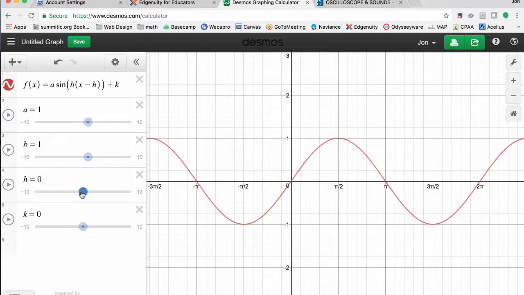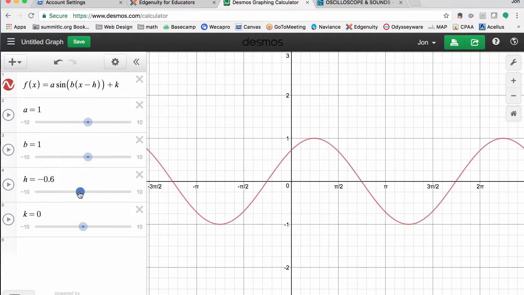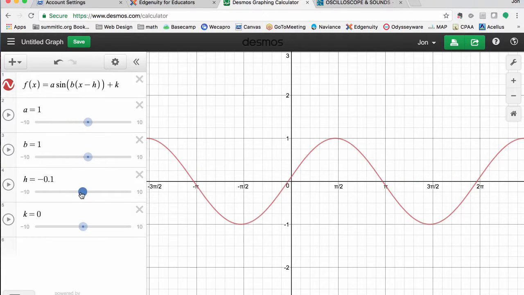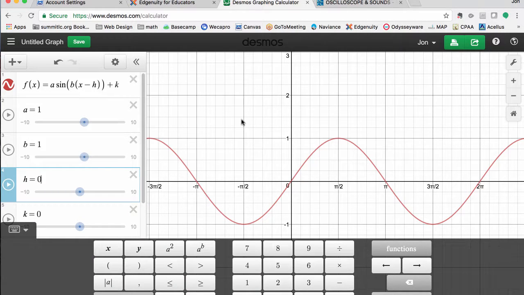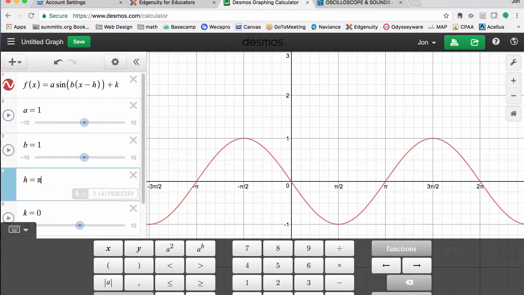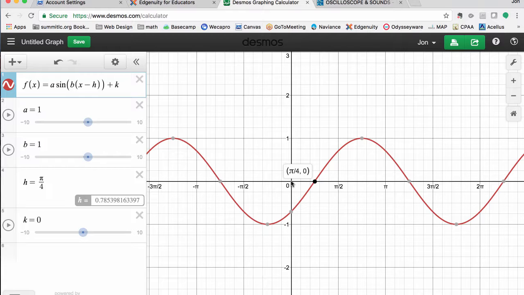My value for h shifts it right or left, right? So typically when h is 0, it starts at 0, 0. But let's shift it. I'm doing radians right here, so let's shift it pi over 4 radians. So pi divided by 4. And what did that do? Well, now instead of starting at 0, 0, we shifted it to the right, because it's x minus h. We shifted it to the right pi over 4 radians, which is the same as shifting it 45 degrees.